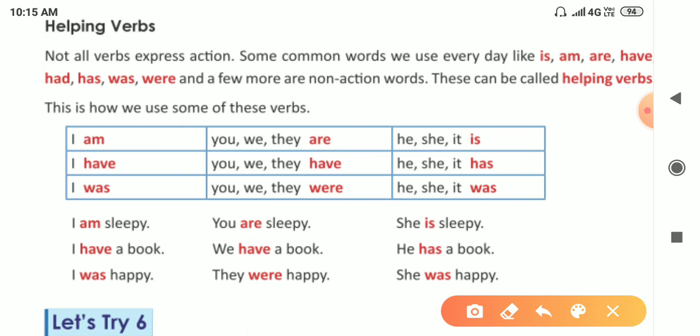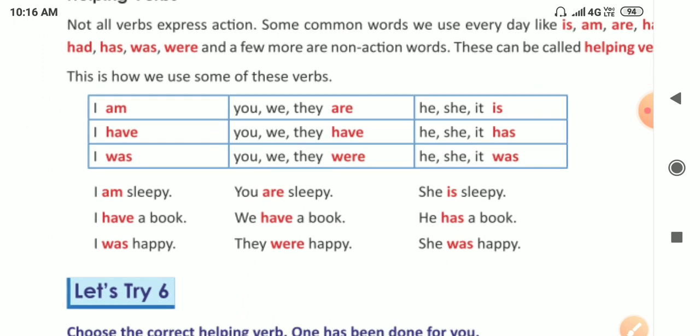Dear students, today we will do helping verbs. Not all verbs express action. Earlier we discussed the verbs that show actions, like any work which is doing. Some common words we use every day, like is, am, are, have, had, has, was, were, and a few more, are non-action words. These are called helping verbs. Now we will learn how to use these helping verbs.